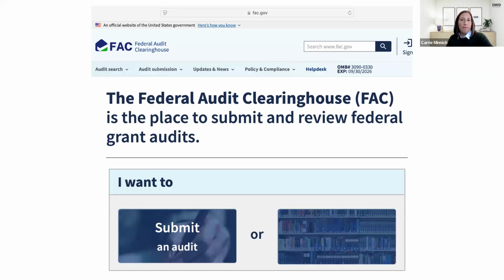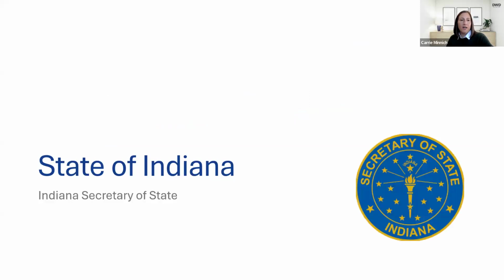All right, so moving on to the state of Indiana, we're going to start with the Indiana Secretary of State. And if there are people joining us from other states, I'm sure that the requirements are very similar in other states. However, this is specific to the state of Indiana.